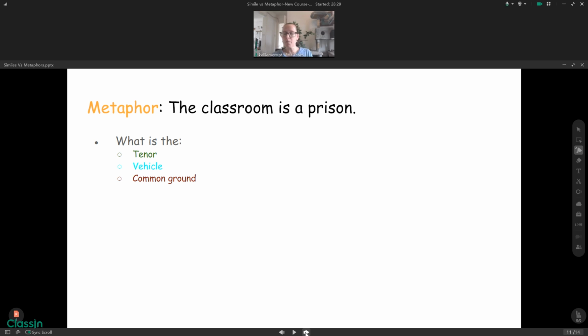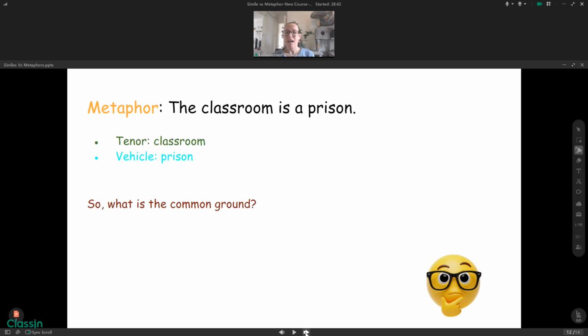So, in your notebook, just make a note of what is the tenor and what is the vehicle, first of all. What do you think is the tenor and what do you think is the vehicle? In the metaphor, the classroom is a prison. And you might have got this.